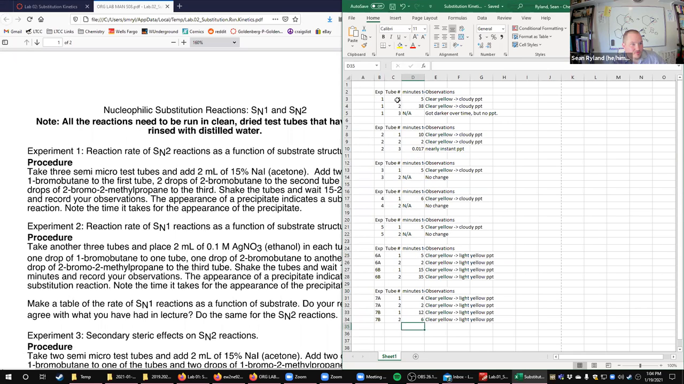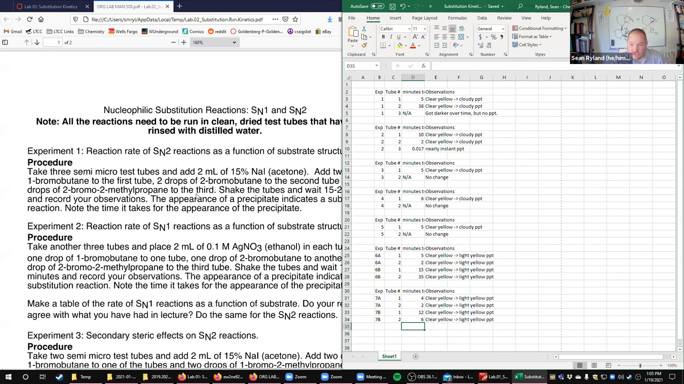And so experiment one, test tube one, is going to be the 1-bromobutane going through an SN2 reaction. Experiment one, test tube two, is going to be 2-bromobutane. And then it's going to be 2-bromo-2-methylpropane, in other words, a t-butyl group with a bromine on it. So we have a primary, a secondary, and a tertiary bromide that all have the same molecular weight.